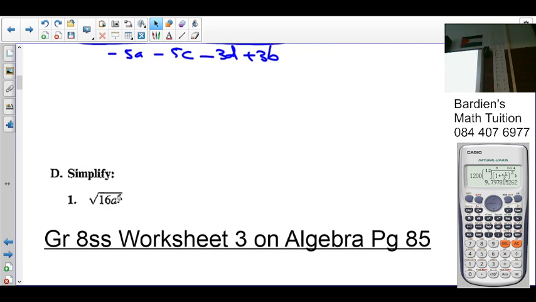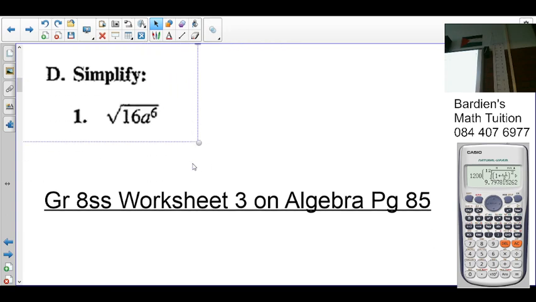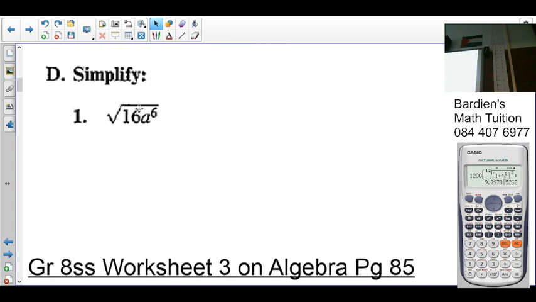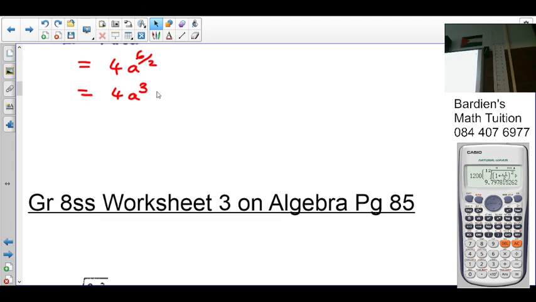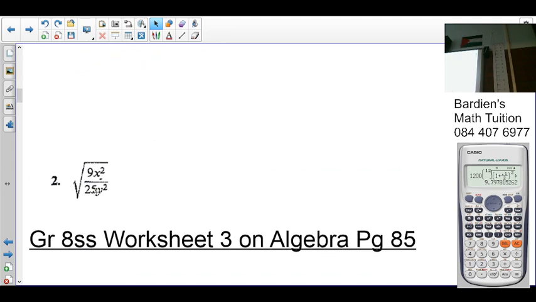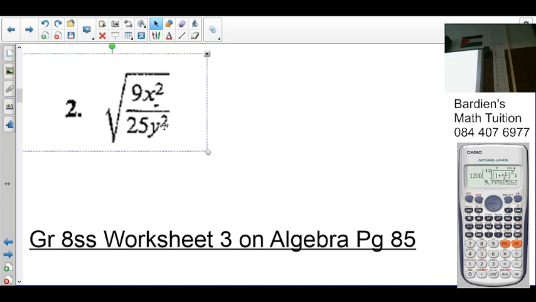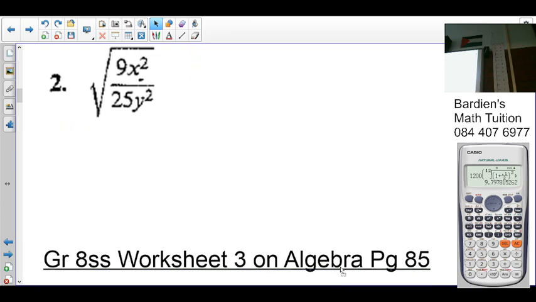D. We're going to square roots now. So what's the square root of 16? 4. So that's going to give you 4a. 6 divided by 2 is 3. Remember, if there's no number there, there's a 2 there. Okay, for square root, people, if you can simplify inside the bracket first, do so.